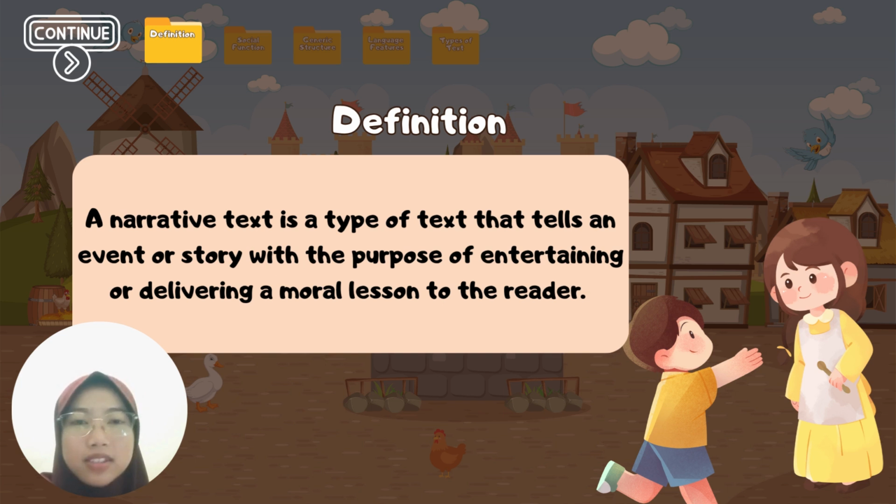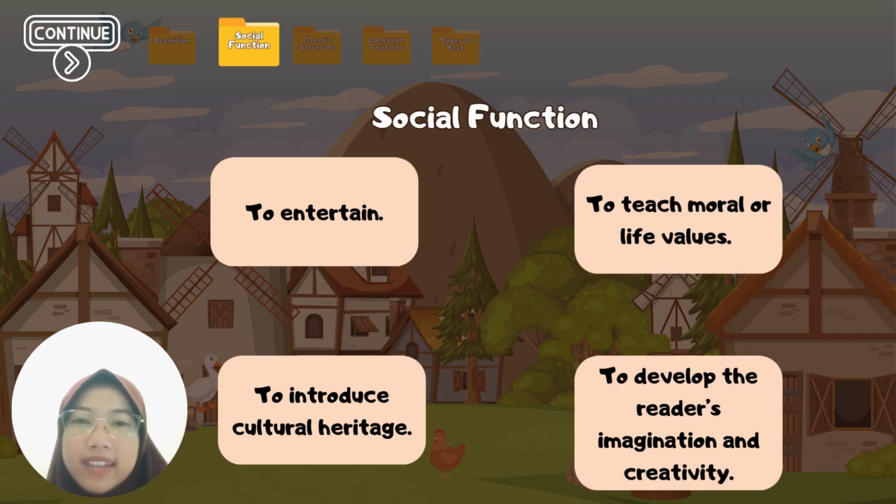To talk about the definition of narrative text. Does anyone know what the definition of narrative text is? So, narrative text is a type of text which tells us a story or an event with the purpose of entertaining us and delivering a moral value or life lessons. In this definition, we can say that the social function of narrative text, the first, is to entertain us.